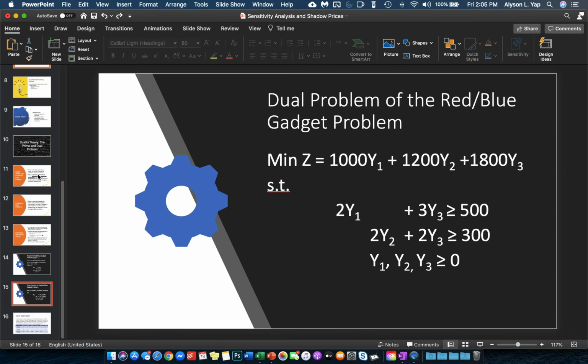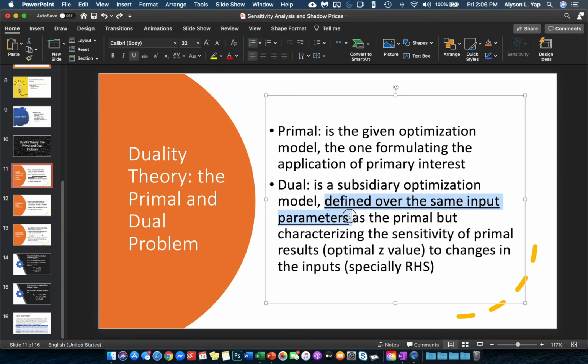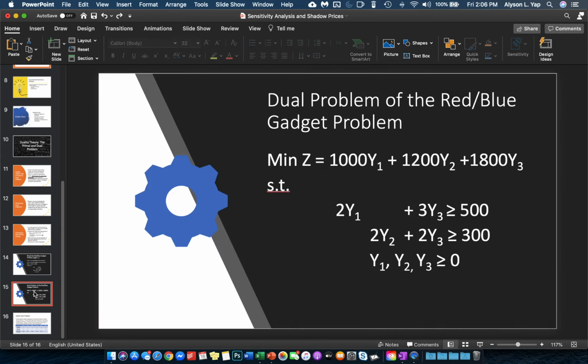Now, according to the definition of the dual problem, the dual is a subsidiary optimization model. So in this case, the dual problem exists because the primal problem exists. And in this case, the dual problem is defined over the same input parameters. What do we mean by that?